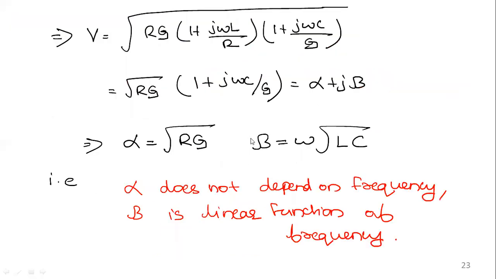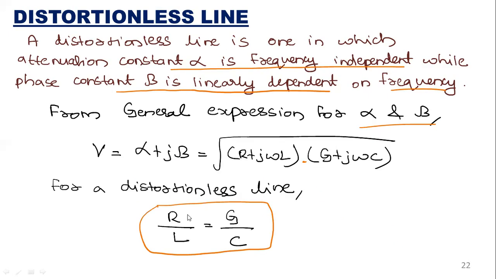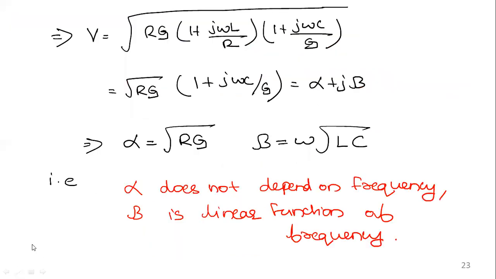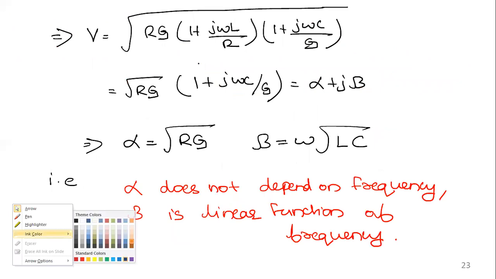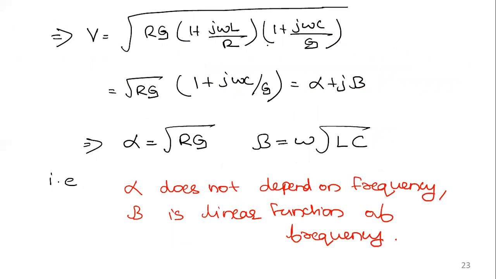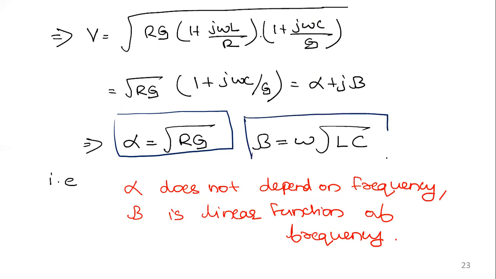So we substitute these relationships into the equation of gamma. Gamma is equal to root of RG into 1 plus j omega L by R into 1 plus j omega C by G. Then root of RG you take common, and you get root of RG into 1 plus j omega L by R, which is equal to alpha plus j beta. Here alpha is not equal to 0. Alpha is equal to root of RG, and beta is equal to omega into root of LC.